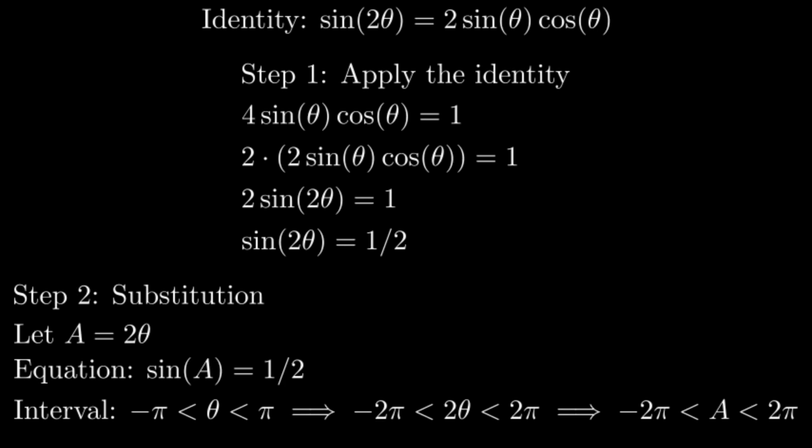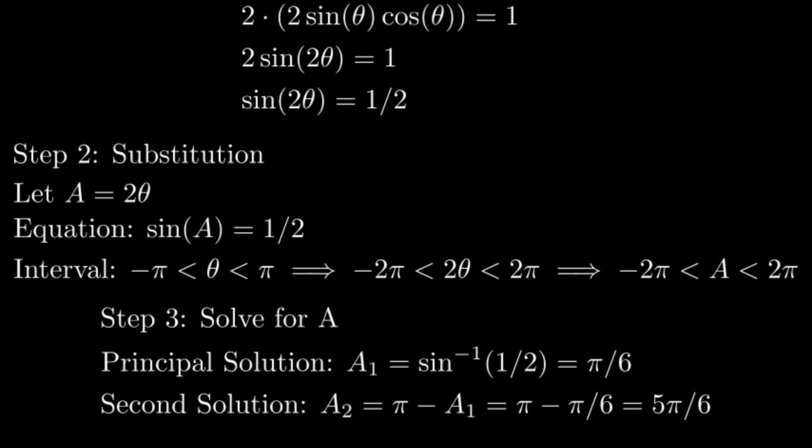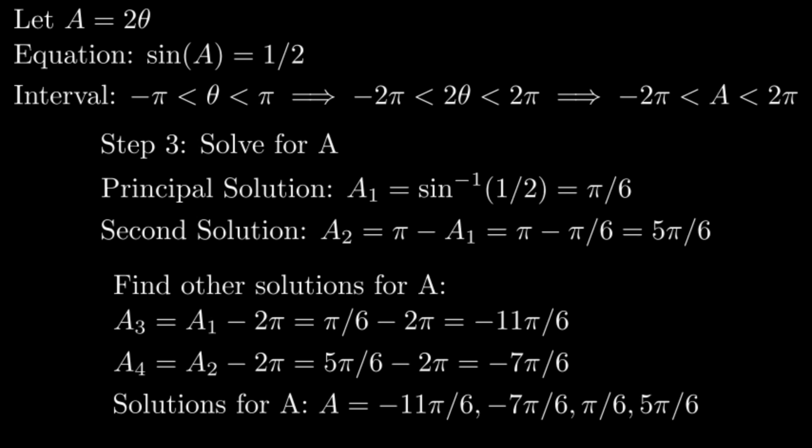Now, we solve for a. The principal solution for a is pi over 6. The second solution is pi minus pi over 6, which is 5 pi over 6. Both are in our interval for a. Since our interval for a is quite large, from negative 2 pi to 2 pi, we must check for more solutions by subtracting 2 pi. Subtracting 2 pi from a1 gives negative 11 pi over 6. Subtracting 2 pi from a2 gives negative 7 pi over 6. Both of these are also in the interval. So we have 4 solutions for a.